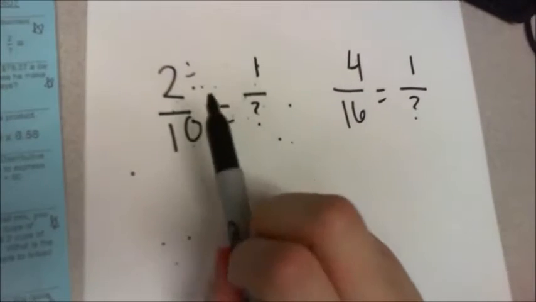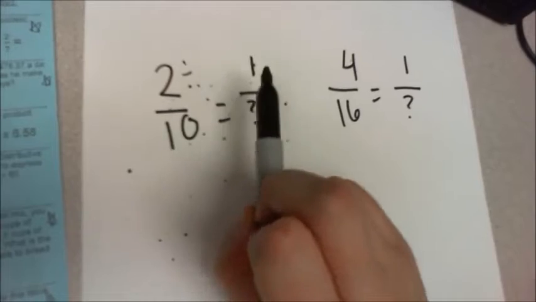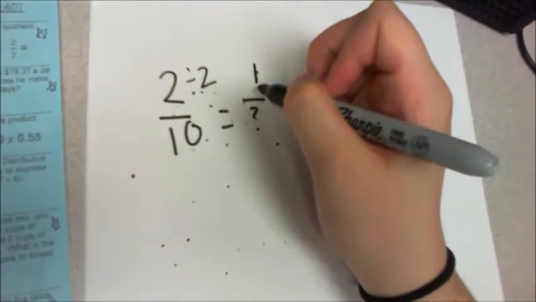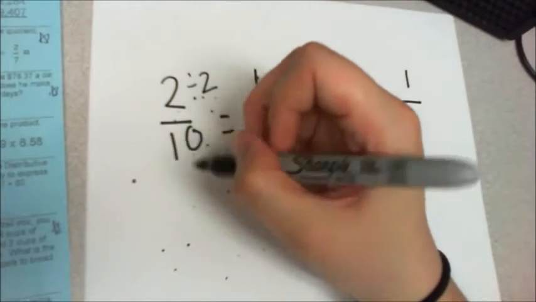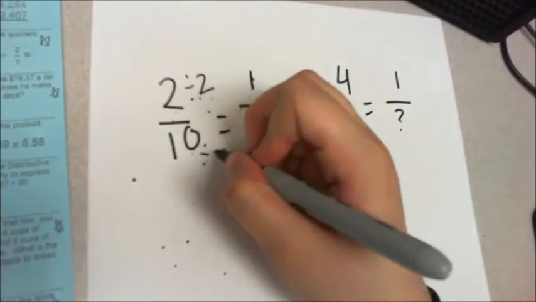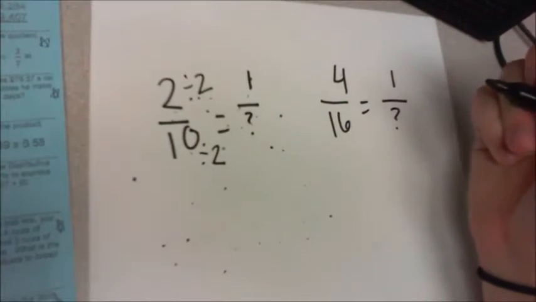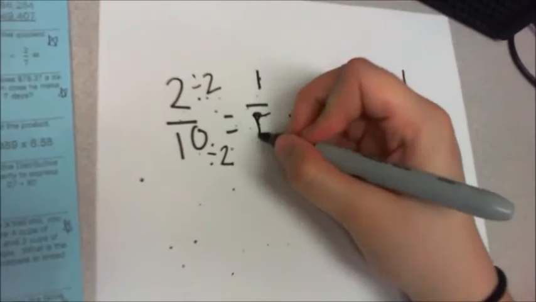If you forgot, any number divided by the same exact number will always give you 1. So 2 divided by 2 is 1. Whatever I do to the top of my ratio, I must do to the bottom. 10 divided by 2 is, or if you can't remember divide, 2 times what number gives you 10? 5.